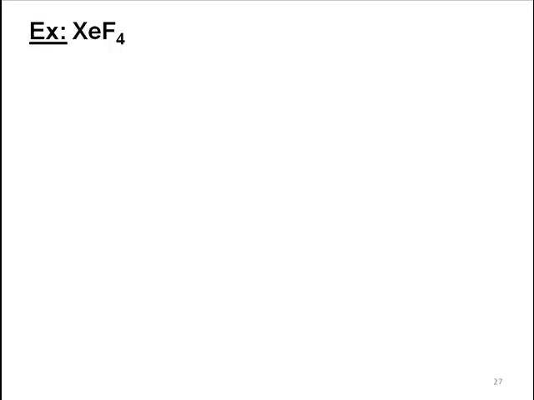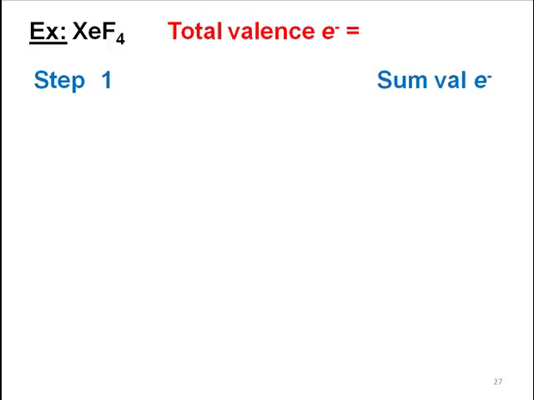So again, this is one of the exceptions to the octet rule. It's also a unique molecule because of xenon bonding with something else. So we add up the total number of electrons, 36. Xenon is here. It has 8 valence electrons because it's in the 8th group. Fluorine has 7, and there's 4 of them. So 7 times 4 is 28, plus 8 is 36.